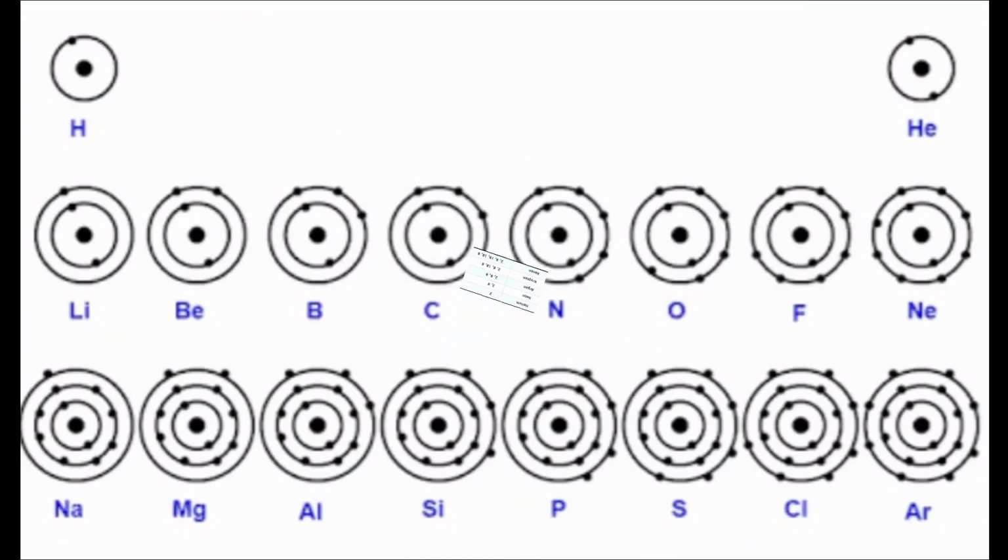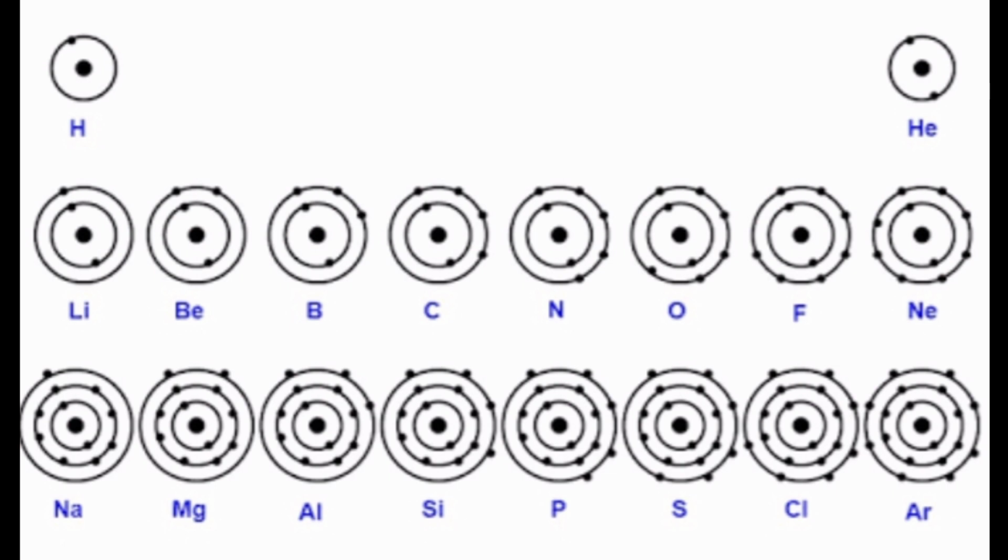Here you can see the electronic configuration of many elements. You can see outermost orbits have a few electrons. So the number of electrons present in the outermost orbit is called its valency, or the number of electrons required to complete its outermost orbit is also called its valency.